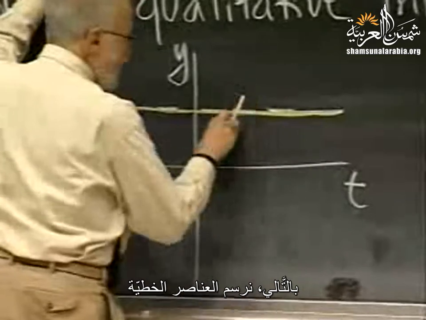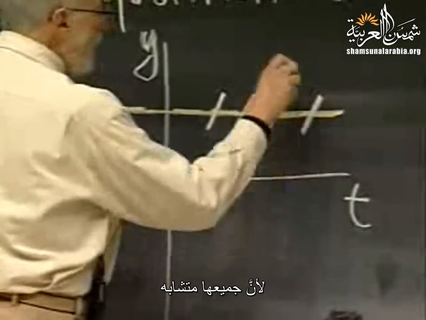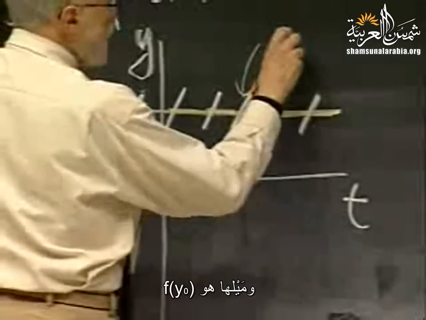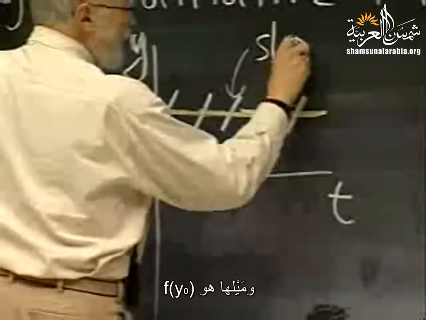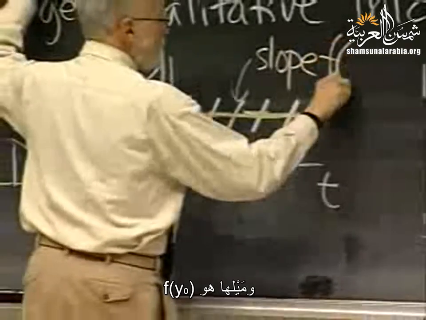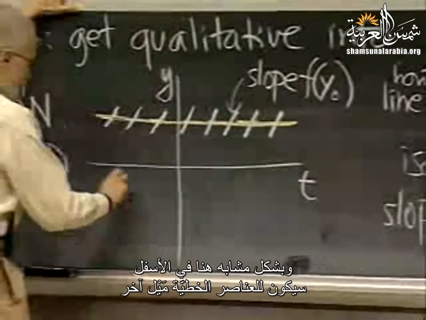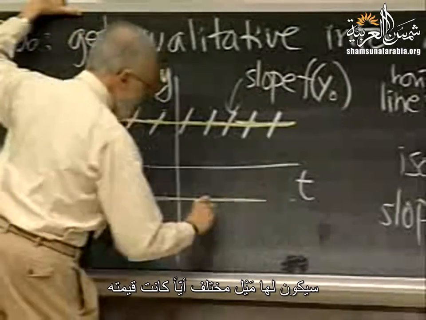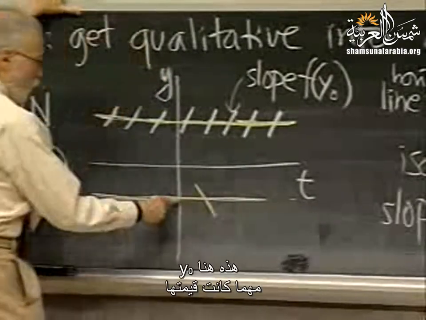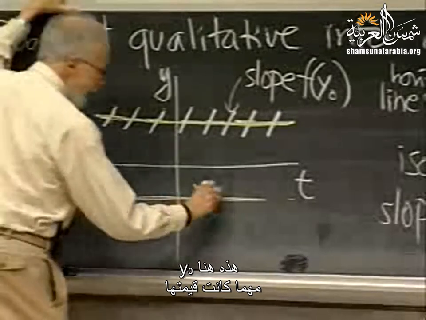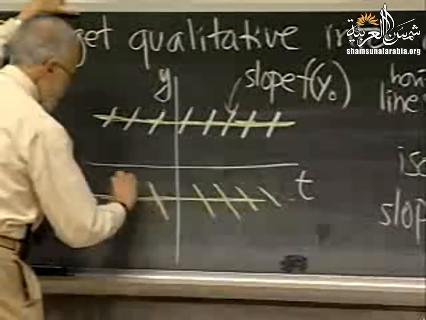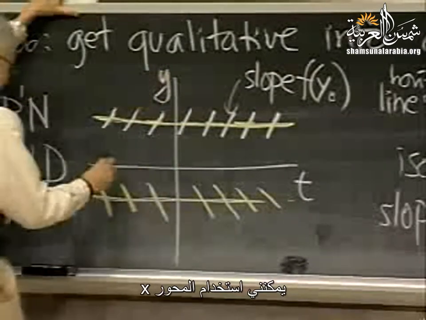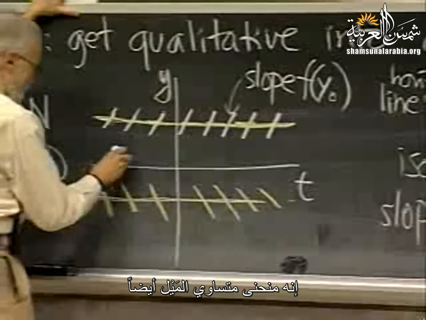Then all the line elements, you put them in at will because they're all the same, and they have slope f of y0. And similarly down here, they'll have some other slope. This one will have some other slope, whatever this y0, the value, happens to be. I'll put in one more, that's the axis. I can use the axis, that's an isocline too.